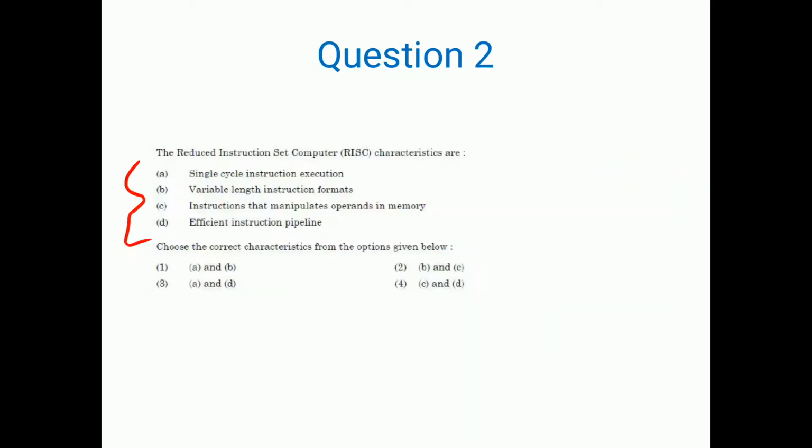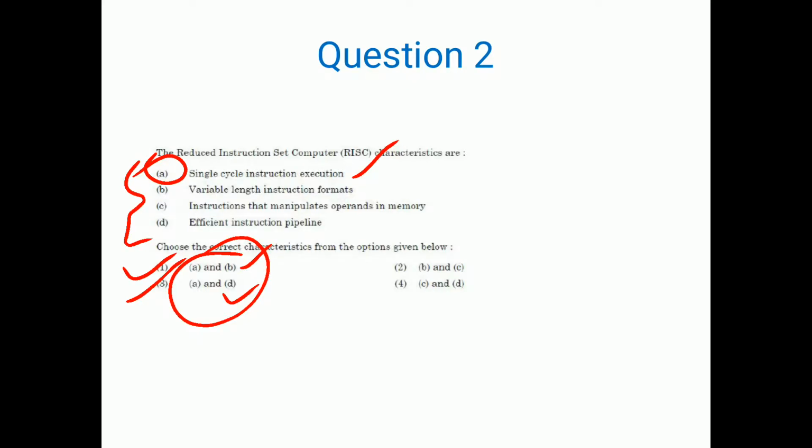Back to the question. The first characteristic is single cycle instruction execution. This is correct; it is a characteristic of a RISC computer. So option A is correct. Find the options which contain A: the first and third contain A, so the answer should be among these. Now the second choice is between B and D. We have to find whether B or D is a characteristic of a RISC computer.